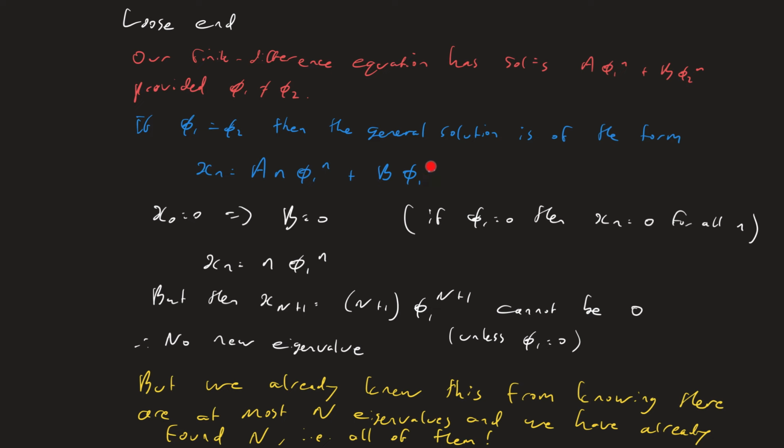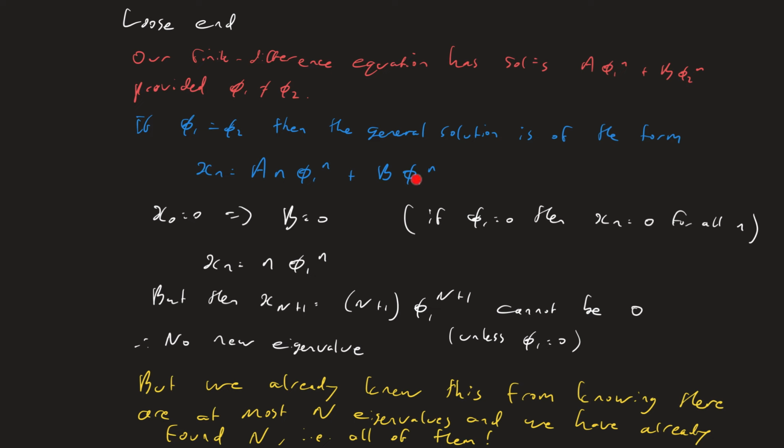We've got our traditional solution here of phi 1 to the power of n, but we add to it another solution of n times phi 1 to the power of n. This only occurs in the special case of a repeated root. This fact comes from the theory of linear finite difference equations.